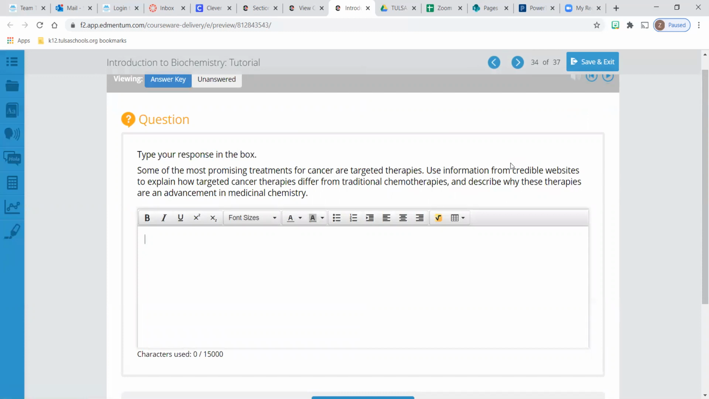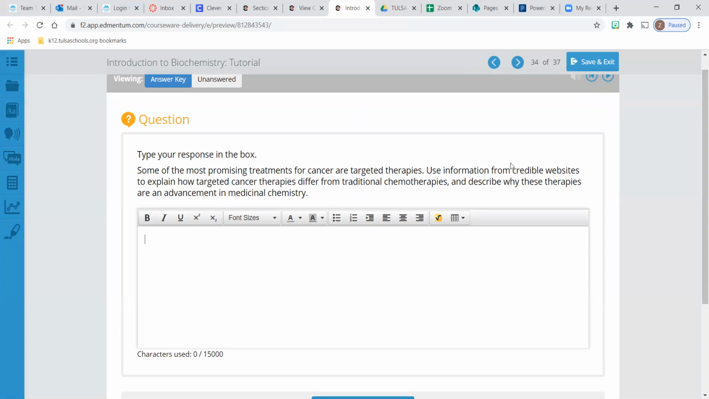But we are given another question that you are asked to respond to. Some of the most promising treatments for cancer are targeted therapies. Use information from credible websites to explain how targeted cancer therapies differ from traditional chemotherapies and describe why these therapies are an advancement in medicinal chemistry. So chemotherapy is very intense, but it can affect organs that are not being threatened with cancer or cancerous cells.